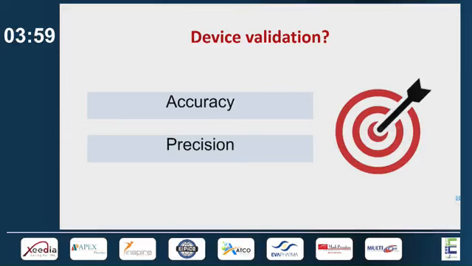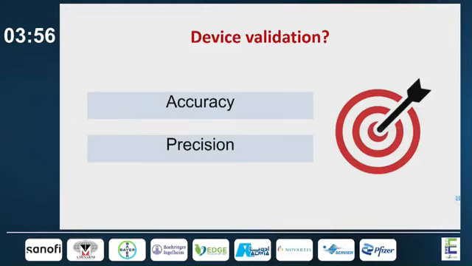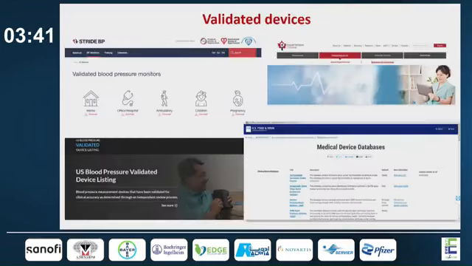Before buying a device, you should use a validated device. A validated device means an accurate and a precise device. An accurate device means that measurements are true to the correct measurement, while precision means that multiple measurements should be close to each other. There are many websites now available from the World Hypertension League, from the United States, from Hypertension Canada, and from the Food and Drug Administration, which offer a platform to search for validated devices for different occasions. Home devices are different from office devices, and are different from devices used for children or for pregnant ladies.